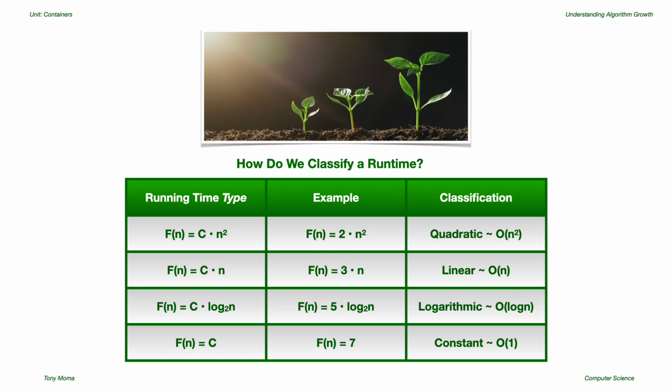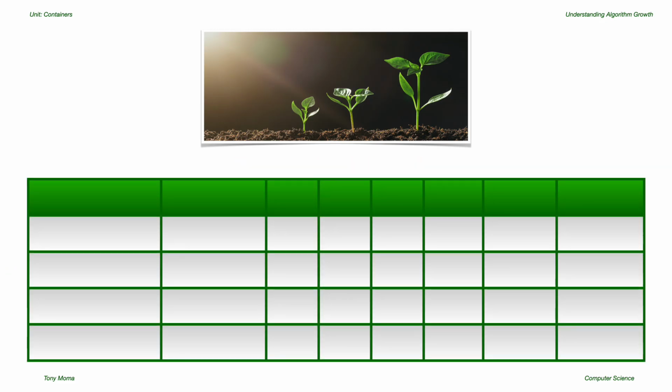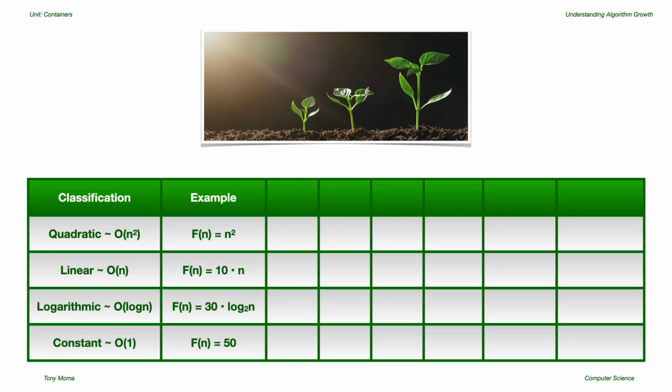It also should be noted that this table is ordered from top to bottom in terms of fastest growth to slowest growth, meaning quadratic running times have the fastest growth, while constant running times have the slowest growth. Now, what exactly do I mean by that? Well, to demonstrate what I mean by that, let's bring forth another table. In the first column of this table, we have the 4 classifications that we introduced in the previous table.